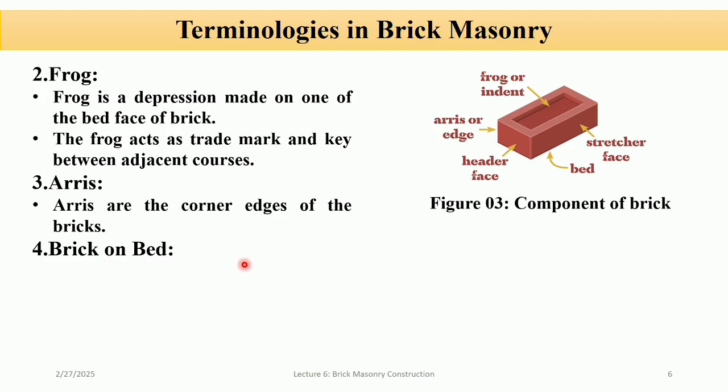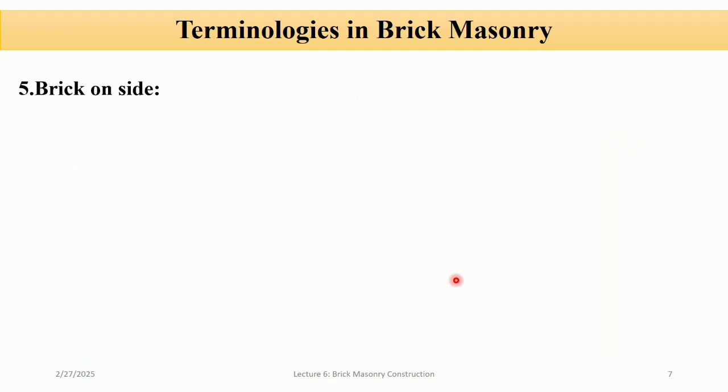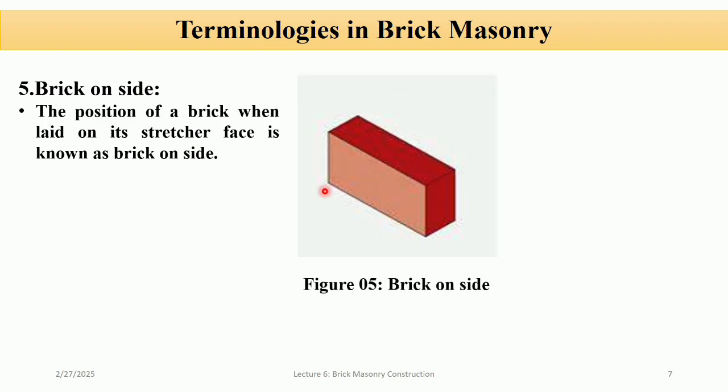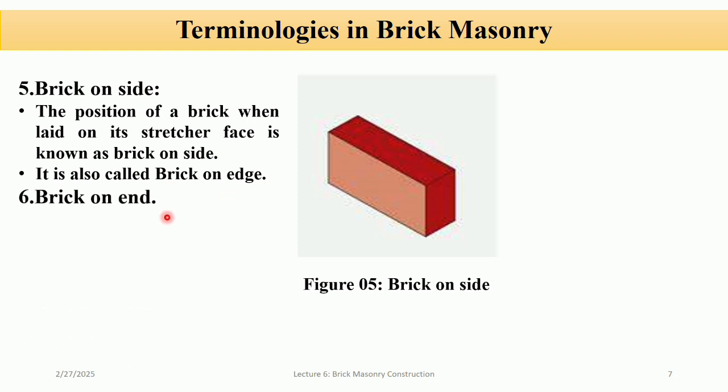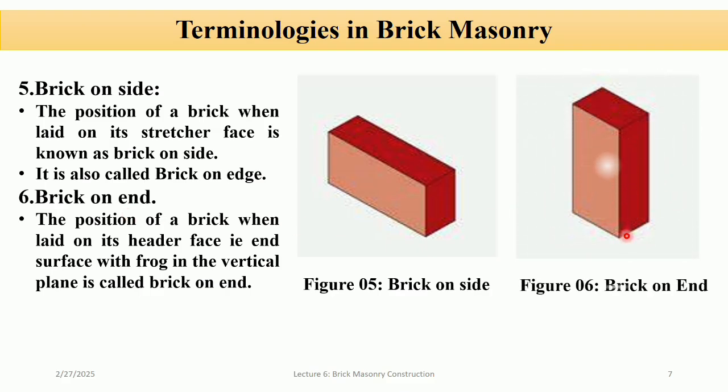Number four is brick on bed. When the brick is laid in such a position that it is laid on one of its beds, it is known as brick on bed. Brick on side: when the brick is laid on one of its stretcher faces, it is known as brick on side. You can see in the figure that it is laid on one of its faces, which is known as the stretcher face, and it is also called brick on edge. Brick on end: when a brick is laid on one of its ends, that position is known as brick on end. You can see in the figure.